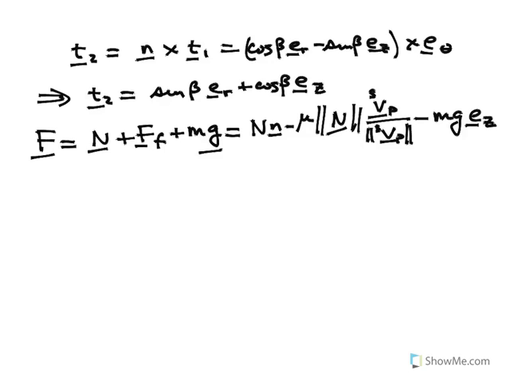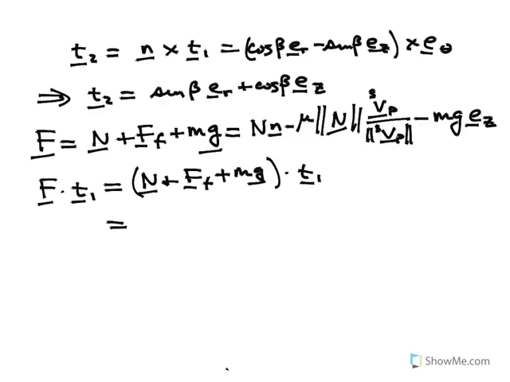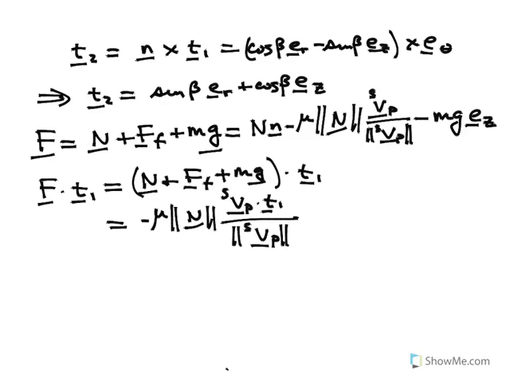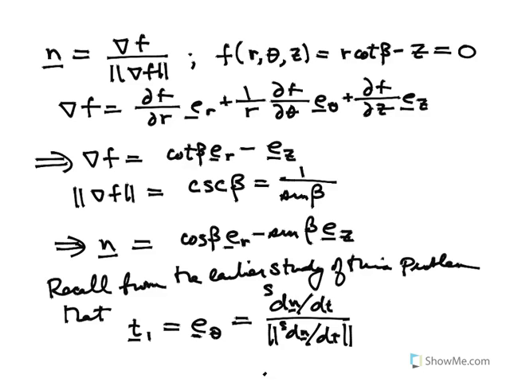So the first thing I'm going to do is take the dot products in the direction of T1 and T2. So F dotted with T1 is equal to N plus F sub F plus mg dotted with T1, which is equal to, well, N dotted with T1 is 0, so I get minus mu times the magnitude of the normal times VP S dotted with T1, all divided by the magnitude of VP in S, and then I get minus mg Ez dotted with T1. But T1 is equal to E theta, right? So that's what we had described over here. T1 is equal to E theta.